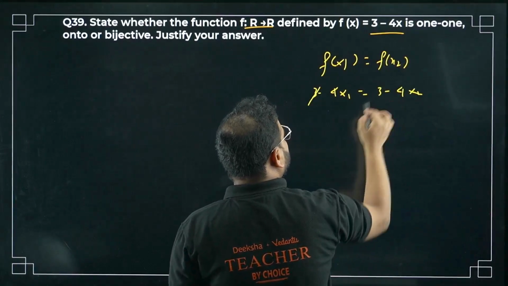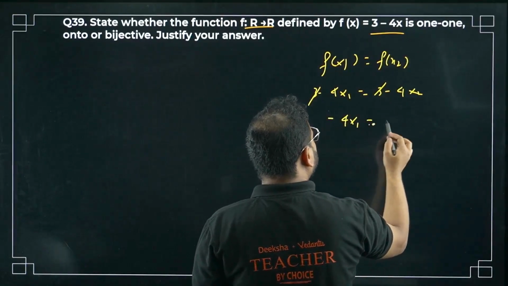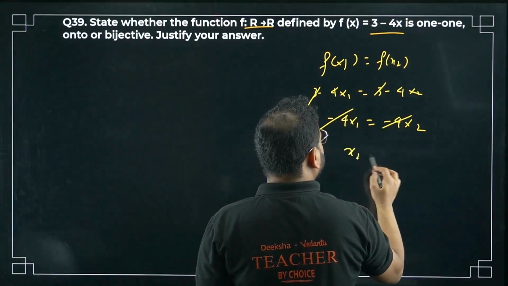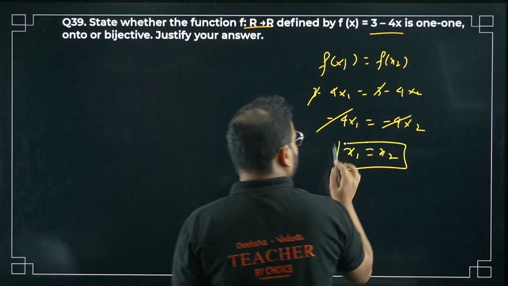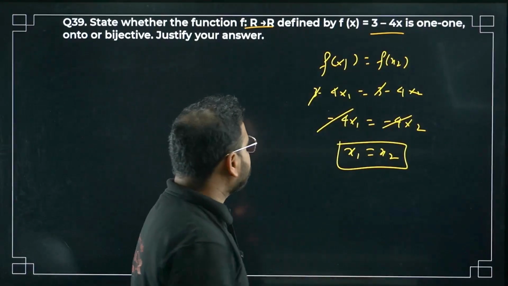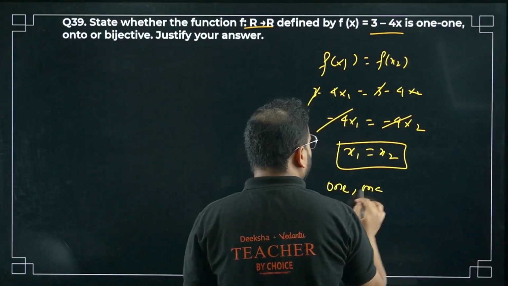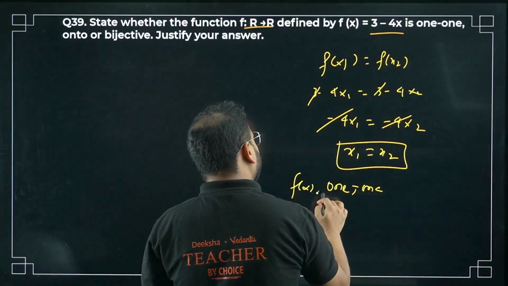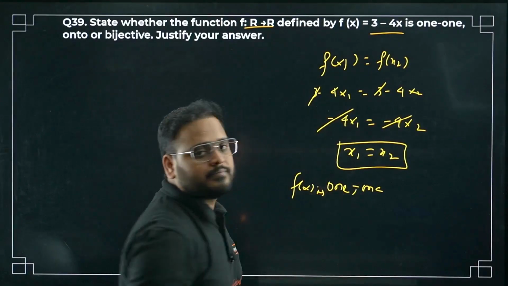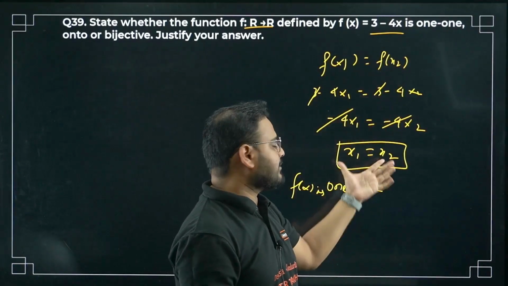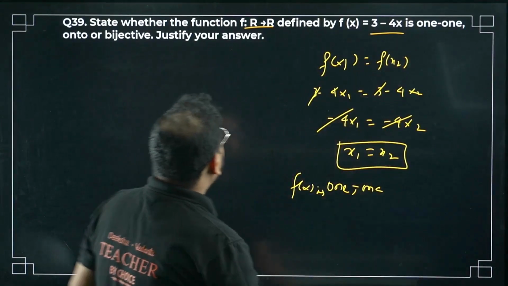The 3 and 3 cancel, leaving minus 4x1 equals minus 4x2. So this is cancelled. I'm getting x1 equals x2. Okay, it means one-one, correct? So we have the one-one condition for the function f(x). f(x) is one-one, sir. That is correct now, because we are getting f(x1) equals f(x2), and when we take that, we are getting x1 equals x2. Means it is one-one.